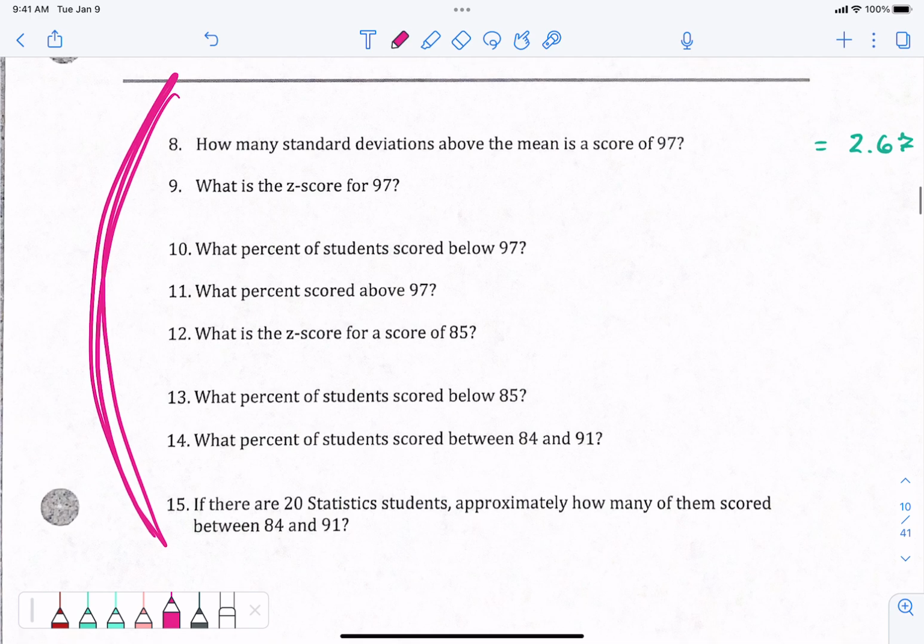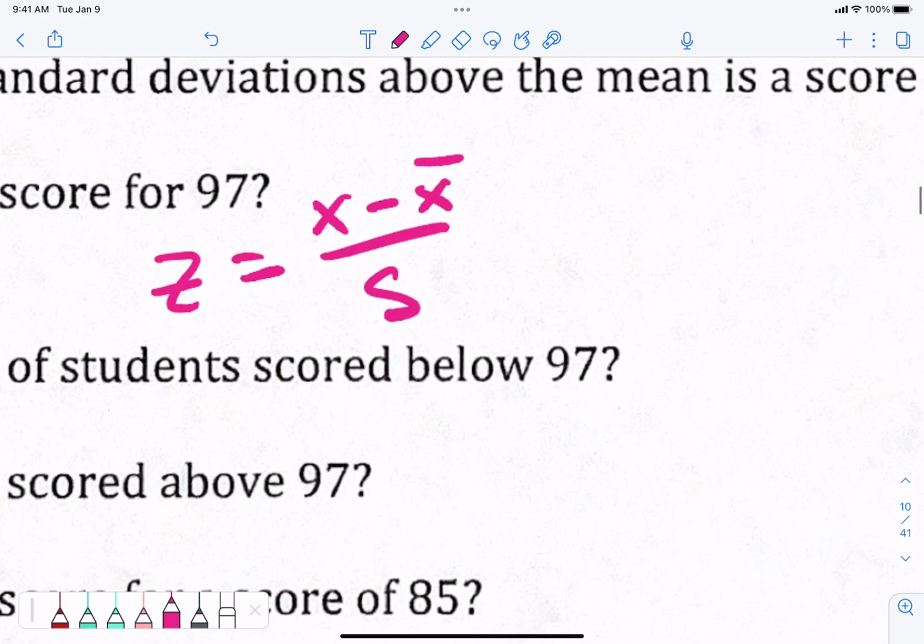I guess 9 is asking for a z-score. So what is the z-score for 97? This is where you use the formula. X minus X bar divided by the standard deviation. Okay. That's what number 9 is asking for. Do you need to see that? No. Okay. Z-score for 97.